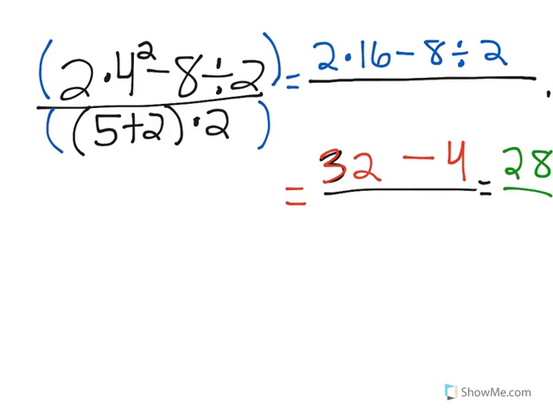In that bottom, I see parentheses, so we need to do those first. Anything we can do inside those parentheses. We have 5 plus 2 inside those parentheses, and that's going to give us 7. So then we still have the times 2. So on the bottom, we only have 7 times 2 at this point.